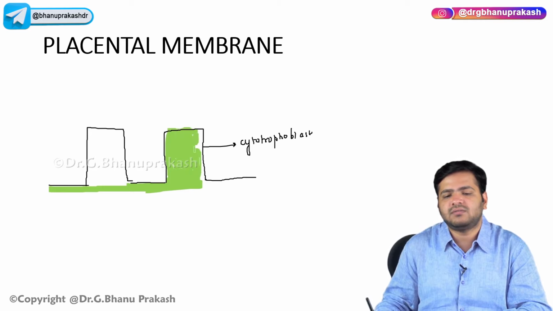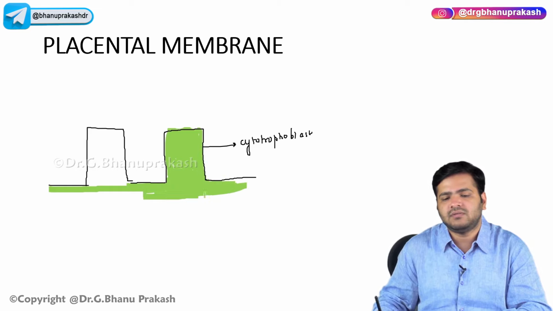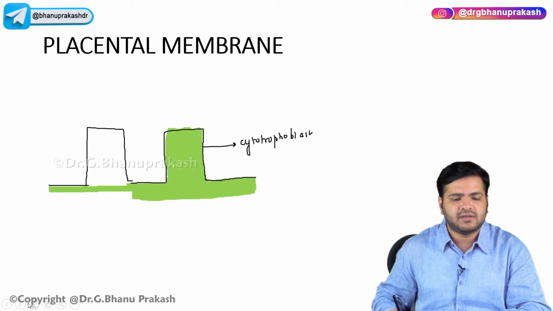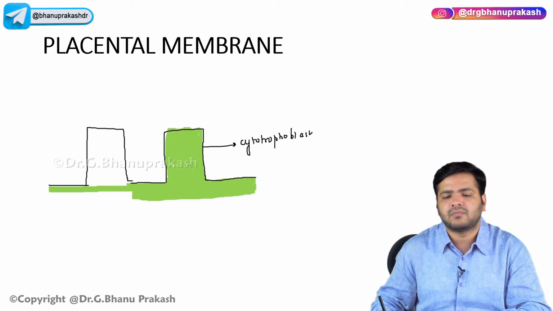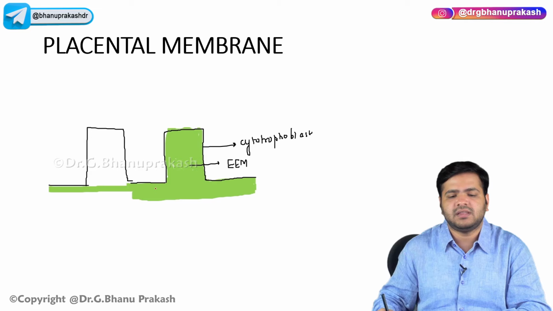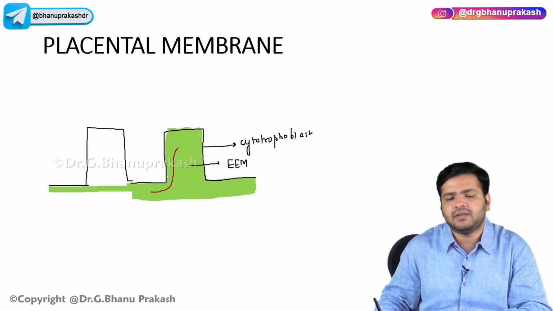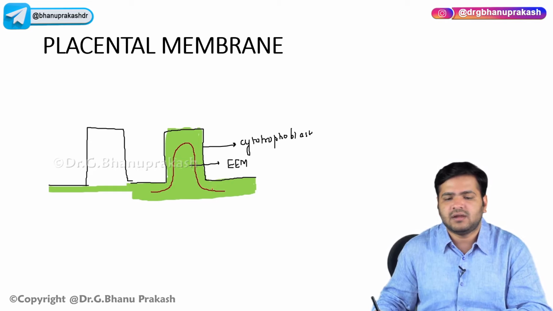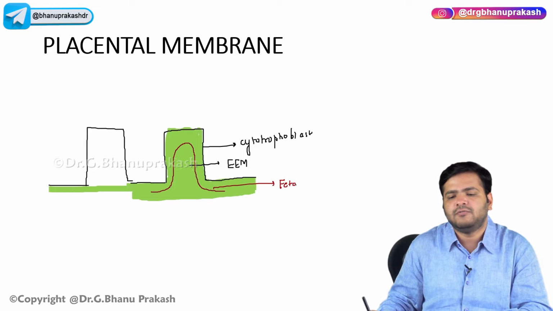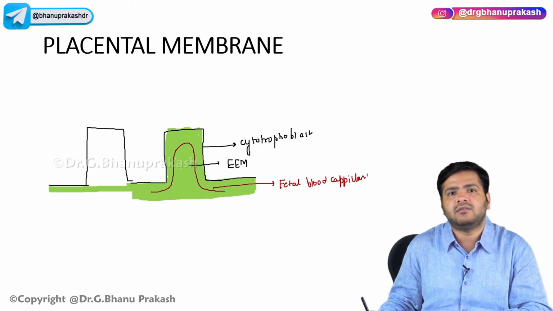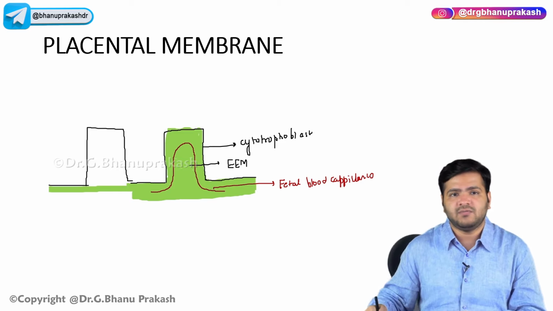We'll just try to mark the structures first and then we'll see how easy it is to learn. So this is the extra embryonic mesoderm. And this extra embryonic mesoderm basically contains the fetal capillaries. So remember, these are the fetal blood vessels, fetal blood capillaries.